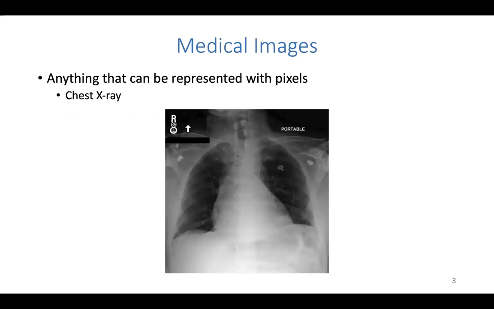All right, so medical images. We're going to look at the different types of medical images. Anything that can be represented with pixels is a medical image, because there are a lot of different types of medical images. Chest X-ray is what we probably have most often, the most abundant, most popular type of image in the medical images field.